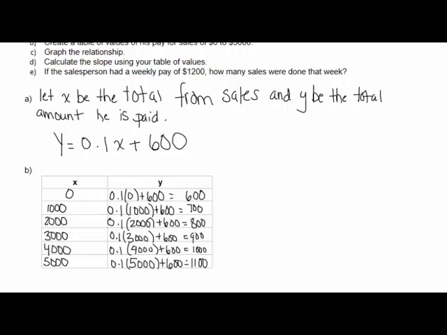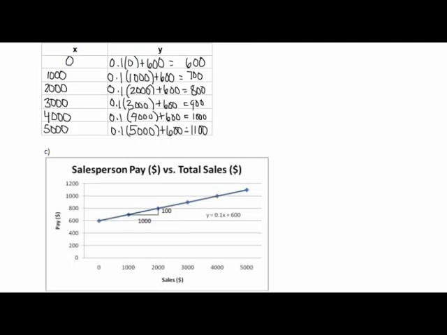So here's the completed table of values showing how much he would make according to each of the sales that he made. So for part C, we were asked to graph the relationship. I decided to call it salesperson pay versus total sales. I want you guys to note that I have put my sales on the x-axis, and I've also put the pay on the y-axis. So our independent and dependent variables are in the right spot.